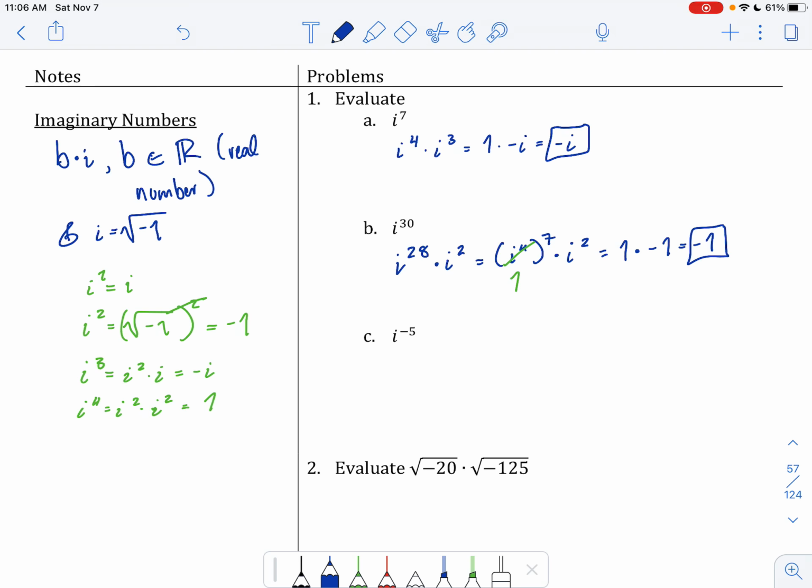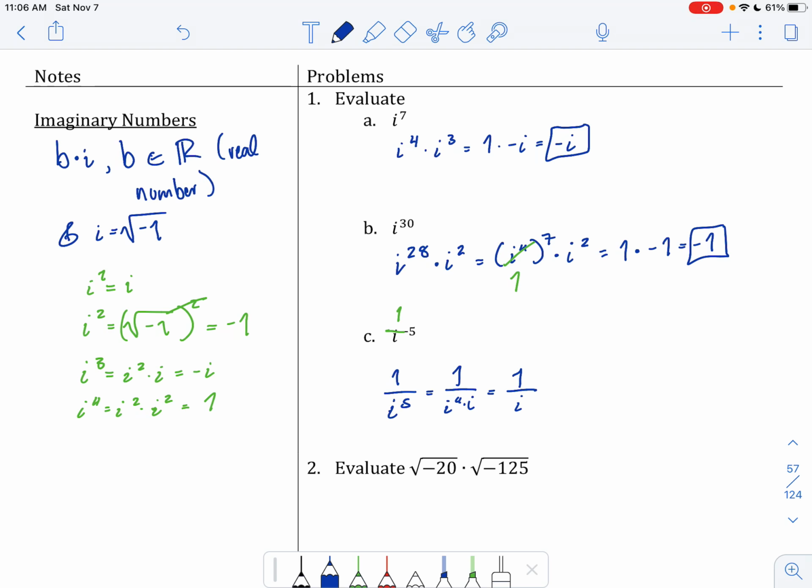This will also work with your negative exponents. So what I like to do first here is turn it into the fraction. So take the negative, turn it into the fraction. So 1 over i to the 5th. You can then simplify i to the 5th as i to the 4th times i. So that's 1 over i.